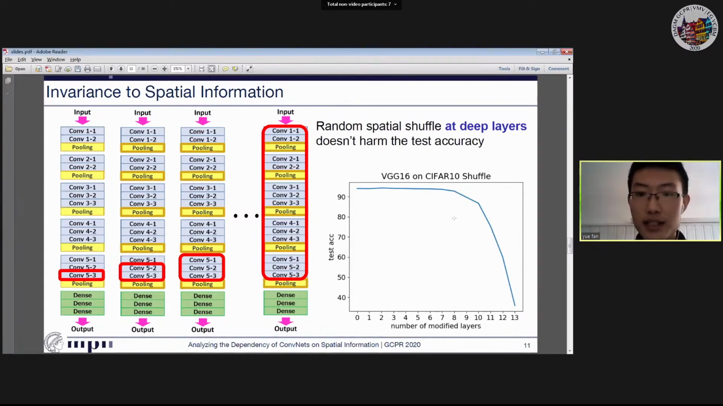And as we can see here, the more layers we shuffle, the worse the performance is. But we should also notice that the baseline performance is actually kept for a really long time. For example, with even the last 7 layers being shuffled, we still have the baseline performance. So it seems that the random spatial shuffle at deep layers doesn't really harm the test accuracy. And this phenomenon can be verified across architectures and data sets.